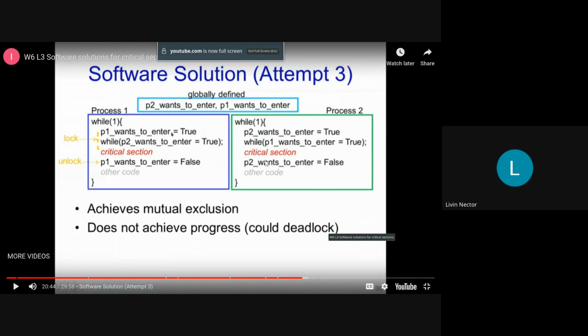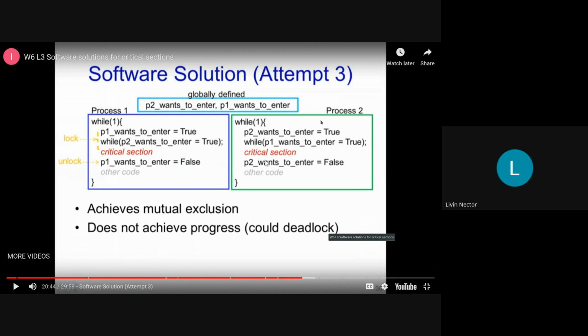In this code, he uses something called p1. There are two variables: p1 wants to enter equal to true, p2 wants to enter equal to true. There is this lock. If p2 wants to enter equal to true, which means if p2 wants to enter, this will wait. And if p1 wants to enter, this will wait. So assume you execute this line, which says p1 wants to enter, right? And then a context switch occurs. So from here, you go here, and you execute this line.